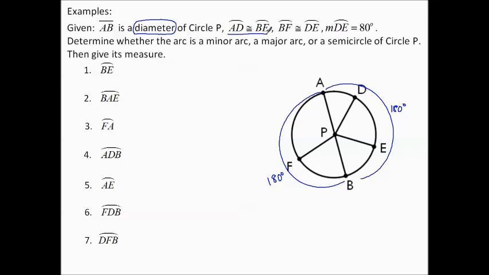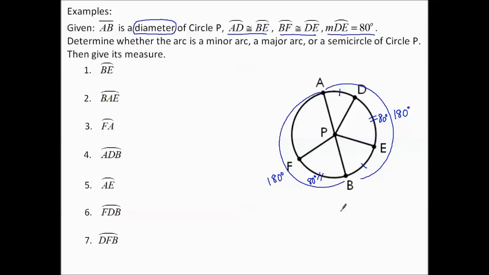Arc AD is congruent to arc BE. So arc AD, this one right here, I'll put a little congruent slash in there, same as BE. And arc BF is congruent to arc DE. The measure of arc DE is 80 degrees. So this one is 80 degrees. Notice how I like to put the arc measures outside of the circle. Now before we continue, if it says that these two are congruent and this is 80 degrees, I might as well also right away mark that this one is also 80 degrees. That's going to be helpful.